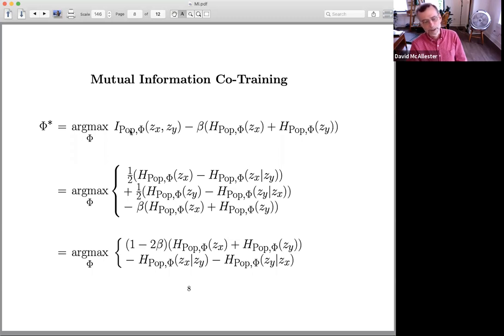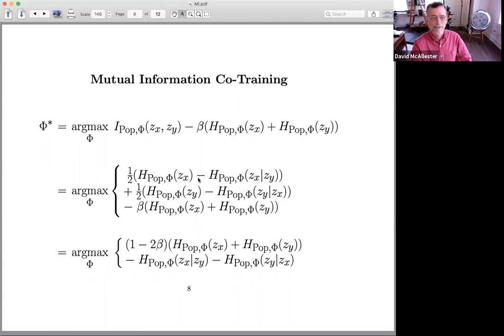So the first thing I'm going to do is just replace this mutual information with a difference of entropies. The mutual information can be written in various information theoretic ways. In particular, I can write this mutual information as the entropy of ZX minus the entropy of ZX given ZY.